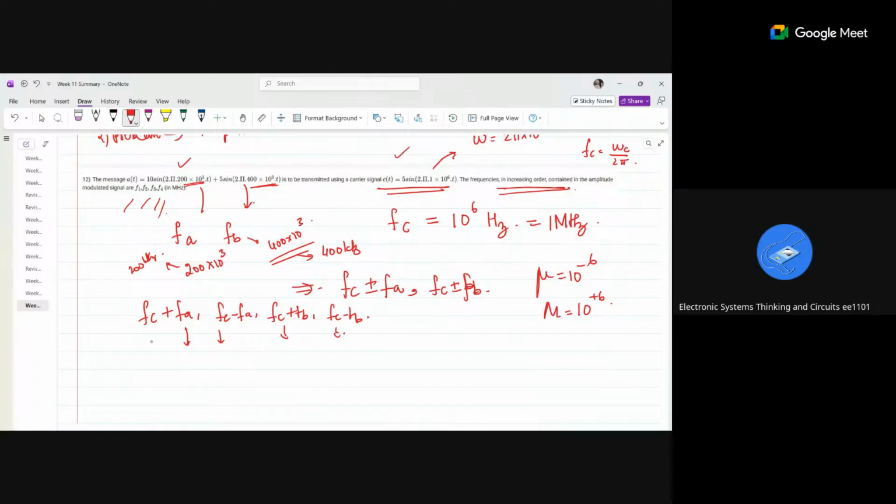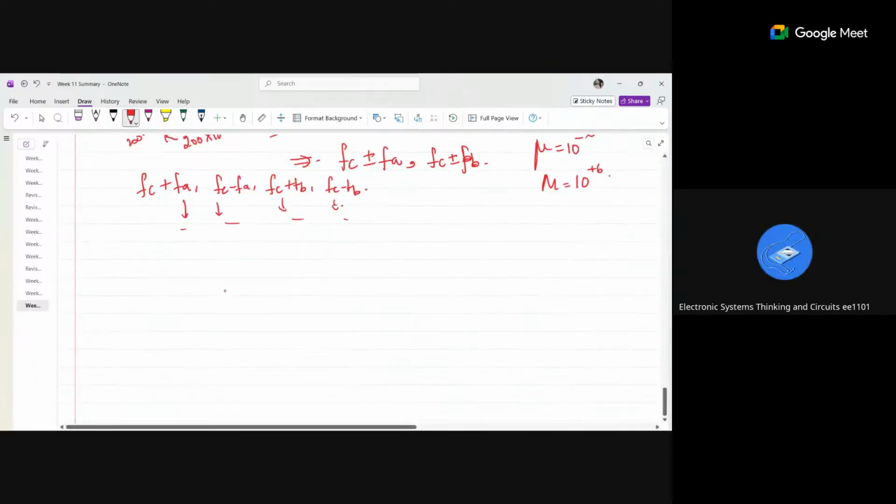So you apply all this in this formula, then you'll get four values. Then you arrange them in ascending order. Then you will get the values of F1, F2, F3, F4. Is it clear?